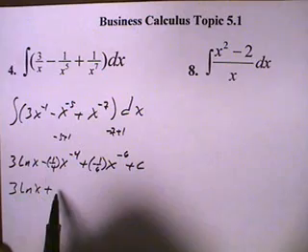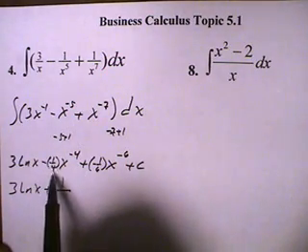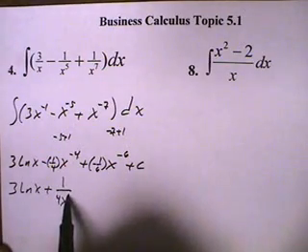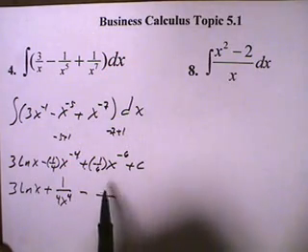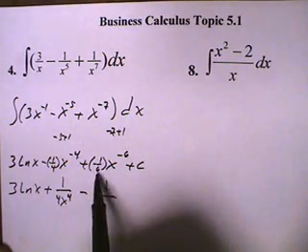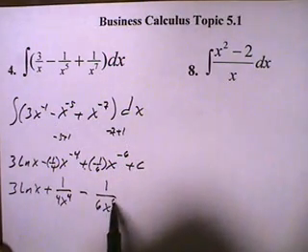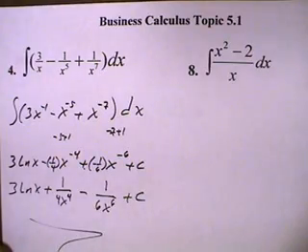This becomes a positive, and the 1 is a numerator, the 4 is a denominator, and this x is a denominator, all raised to the 4th power. A positive and negative makes negative, and the 1 is a numerator, the 6 is the denominator, and the x is also a denominator raised to the 6th power because of the negative here, and then plus c. And that's my antiderivative.